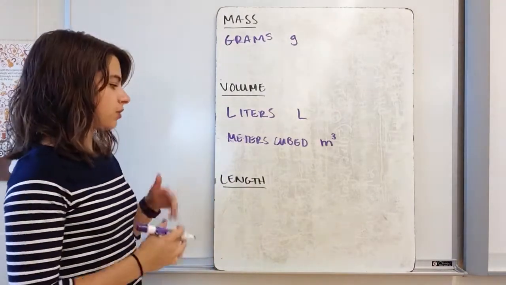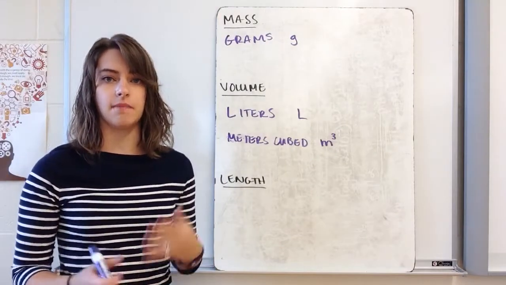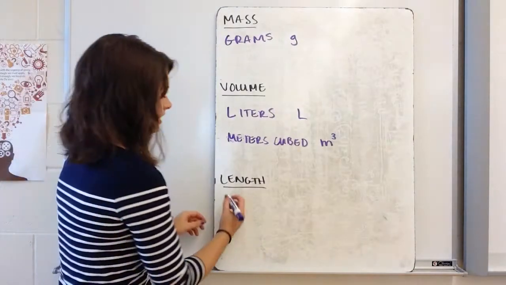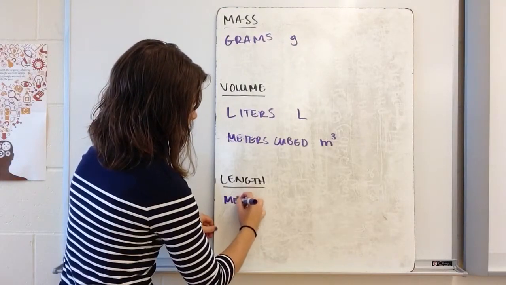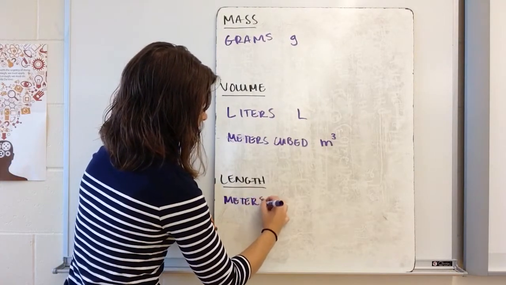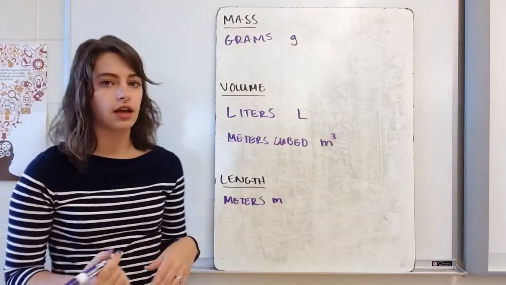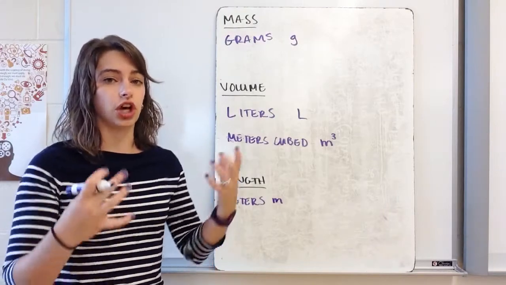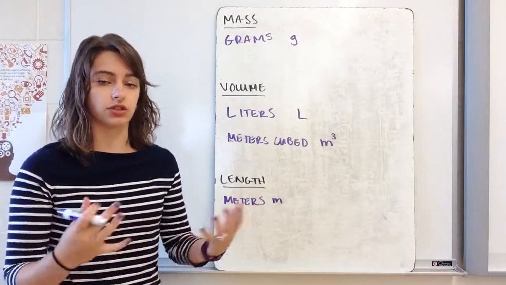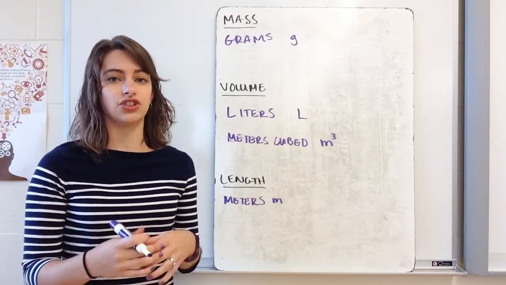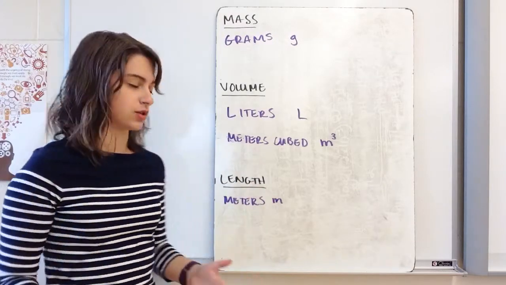Not tied to mass or volume, but something else that we measure a lot is length. And we can measure length in meters. The symbol for meters is a lowercase m. Now, we're not just going to use just grams, just liters, and so forth, all the time. We have things called metric prefixes that can adjust the scale of these measurements.